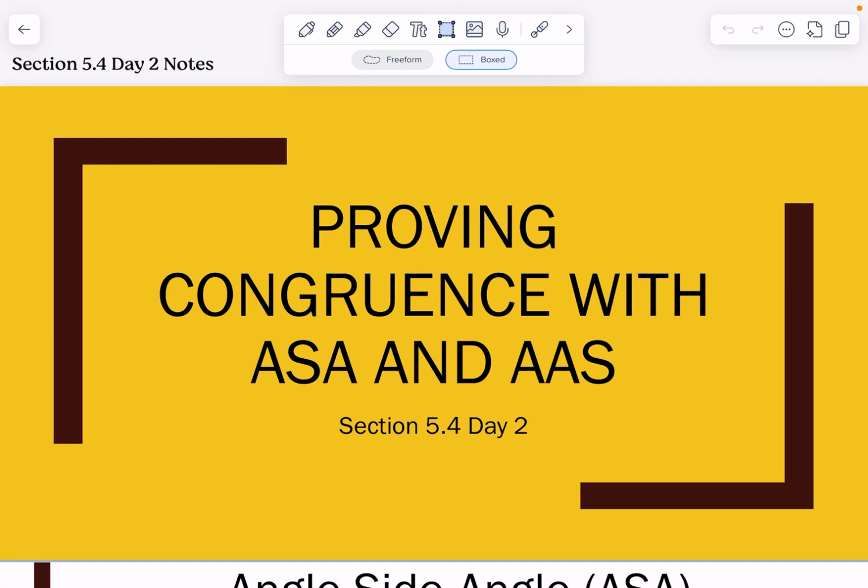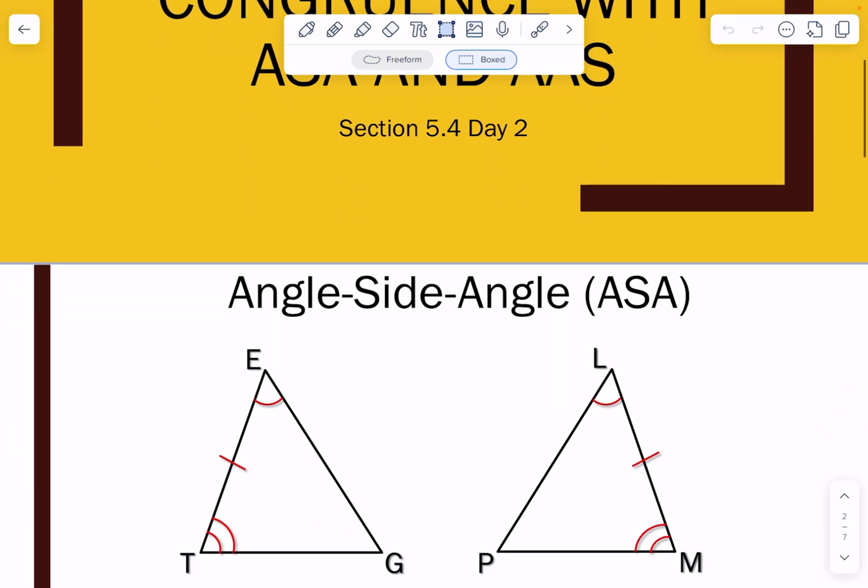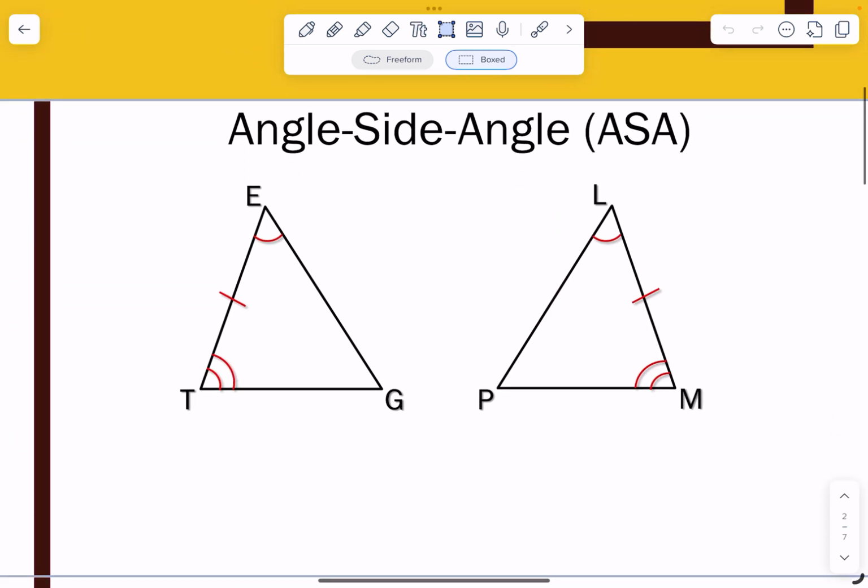We are continuing in chapter 5, proving triangle congruence. This time we are going to be looking at the two theorems, angle side angle and angle angle side. All right, so let's start with angle side angle.